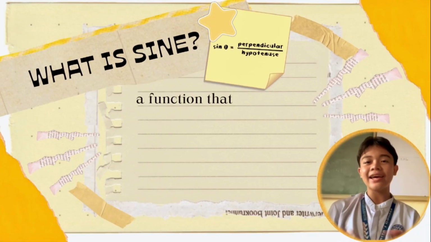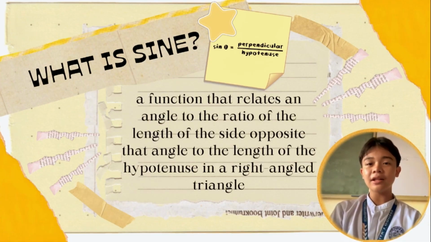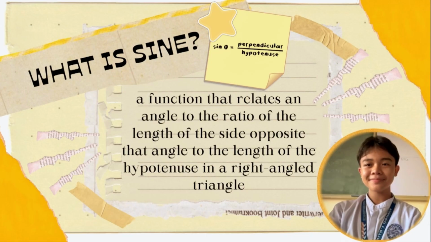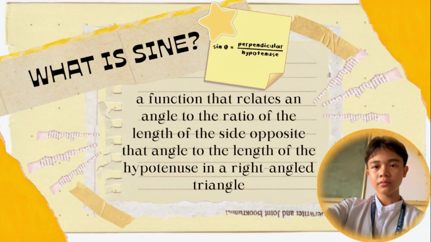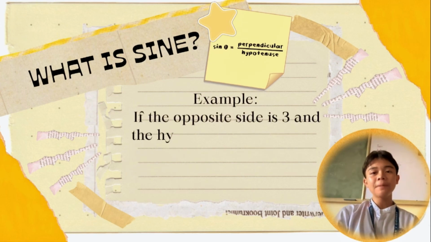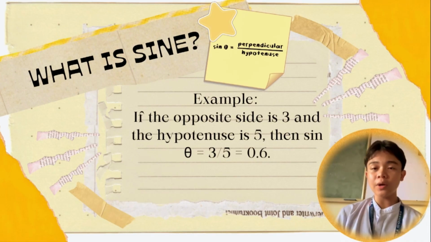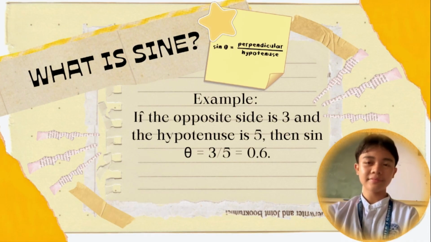Let's start with sine, written as sin theta, pronounced sine. The symbol theta represents an angle. Example: if the opposite side is 3 and the hypotenuse is 5, then sin theta equals 3 over 5 equals 0.6. Just like light shining upward, sine measures height, reminding us that learning lifts us closer to God's wisdom.